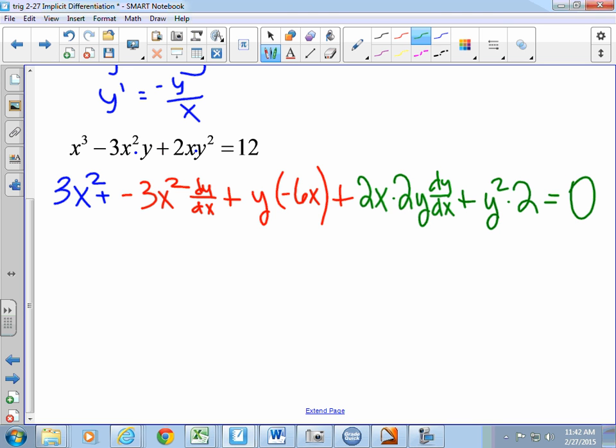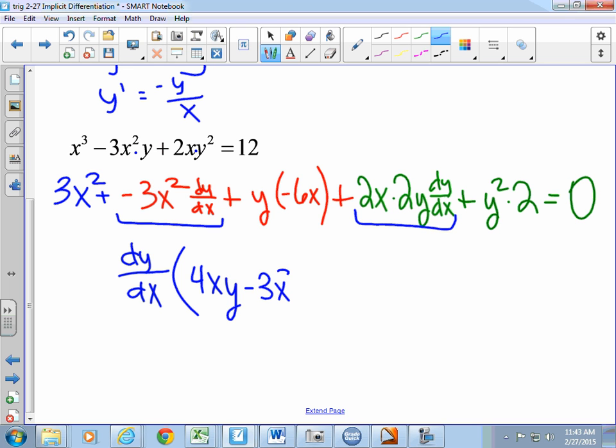Group all my dy dx terms on one side. I'm going to go through and underline those in blue so you can see them. I have this one and this one. I'm going to put those on the left. You don't have to, but just one way to do it. Are you okay if I go ahead and factor out a dy dx as I put them on the left? 4xy minus 3x squared. You could do -3x squared plus 4xy if you prefer.